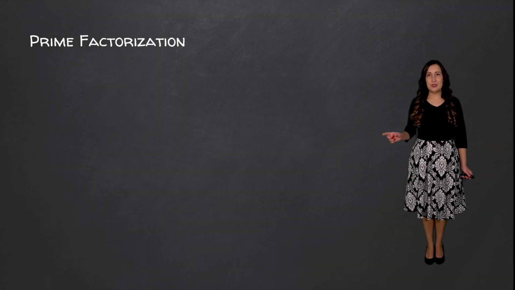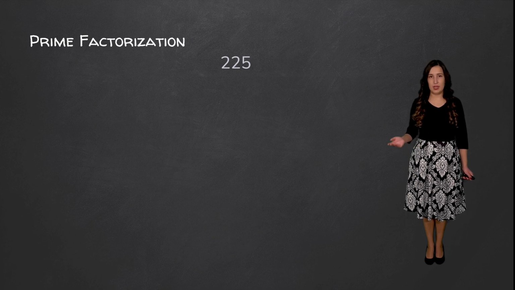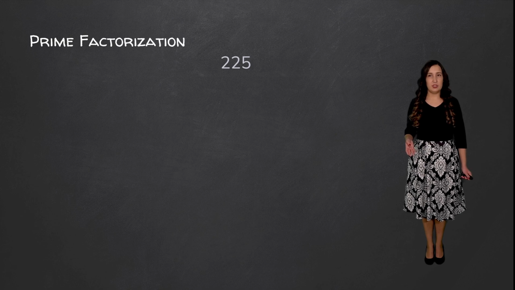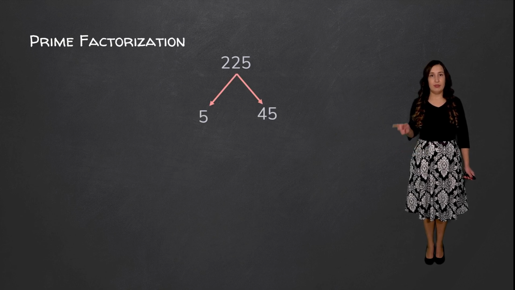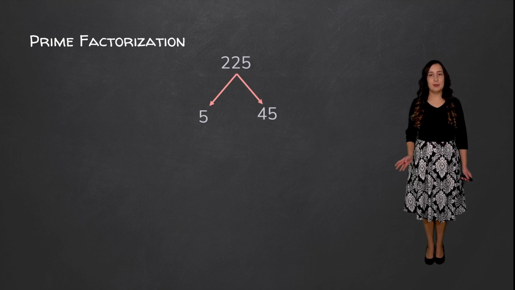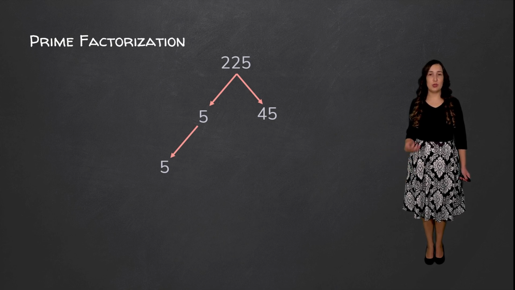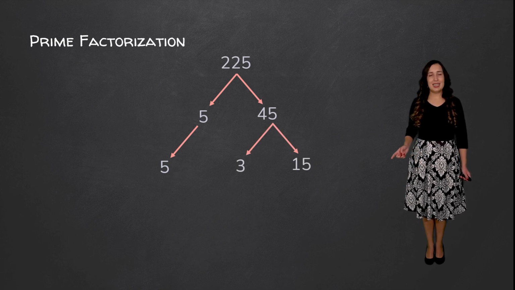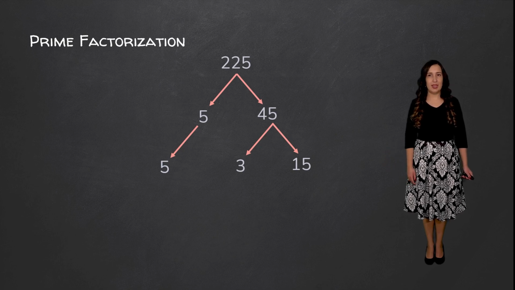And again, we're going to use the same number, 225, and just show you a different way you could have gone about it. So instead of picking 9 and 25 as our factors, we could have picked 5 and 45 because 5 times 45 is equal to 225. We know that 5 is prime, so we're just going to bring it down, but 45 isn't, so we're going to break it down into two factors. So 3 times 15 is equal to 45, so we could break it down into those two factors.